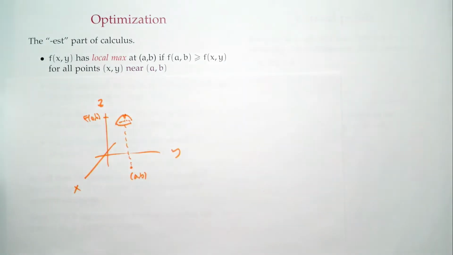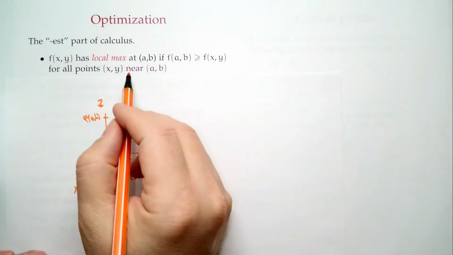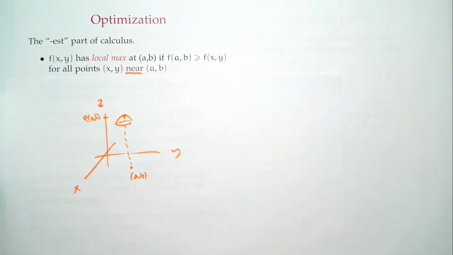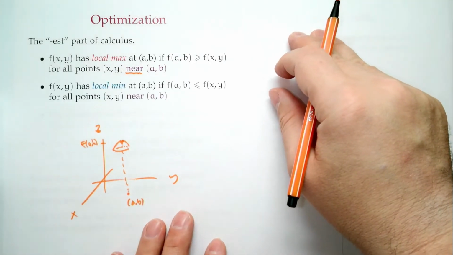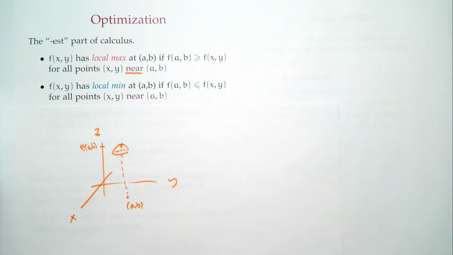Now when I say around us, I really do mean very nearby. So there's a key word here, near. The question is, how near? Within a millionth. That's all I care about. Or even less than that. Just some small neighborhood. Okay, so that's a local maximum. A similar idea is a local minimum, which says that I'm smaller than anything nearby. Okay, so that's a local max and a local min.